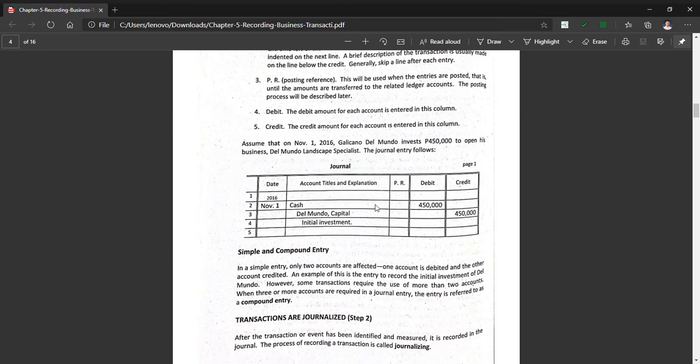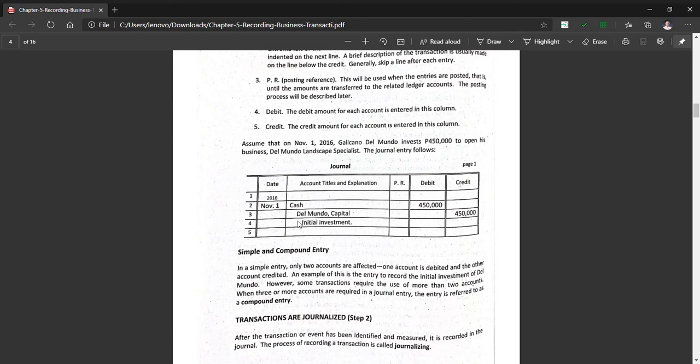Dahil nag-increase ang capital, capital is on the right side of the accounting equation. Right? So dahil nag-increase ang capital, dapat right side din yung pinagre-record natin. So, Del Mundo Capital, that is the account title. Del Mundo Capital, credit 450,000. So, credit yung right side.